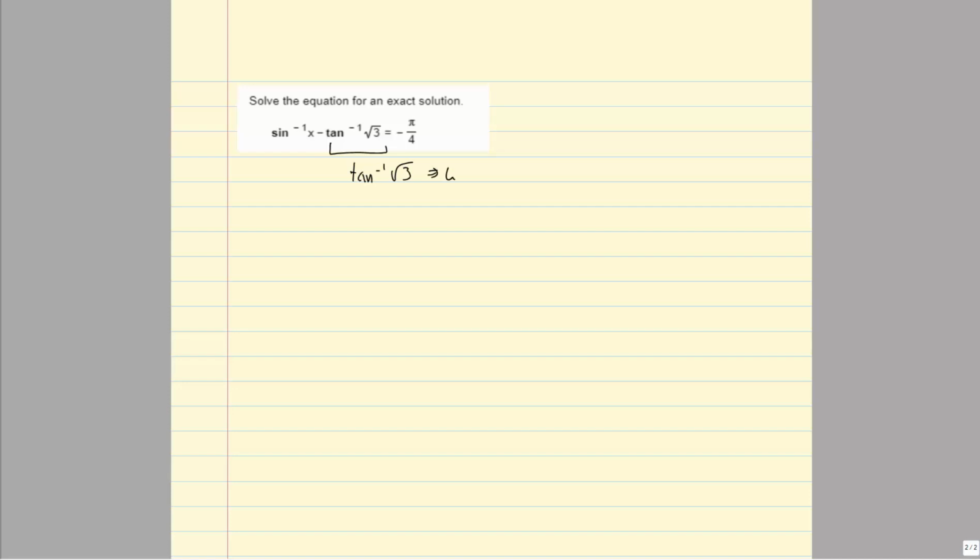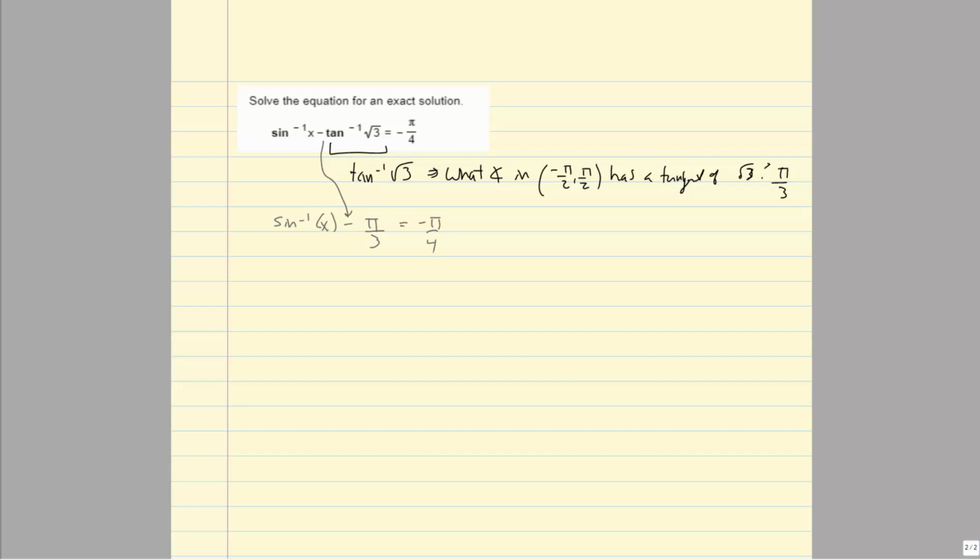This means what angle in the interval from negative to positive π/2 has a tangent of root 3. Now this is one that we know. This is from our standard angles, and so the answer is π/3. So when I rewrite this, I end up with the inverse sine of x minus π/3. The minus comes from the equation that's given to us, is equal to negative π/4.